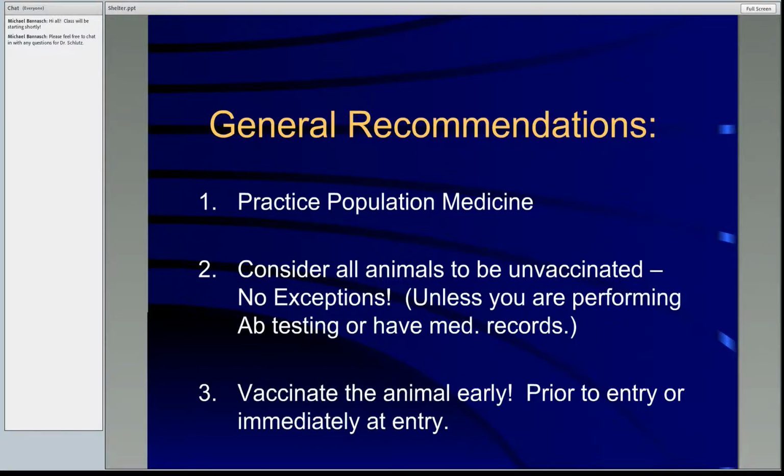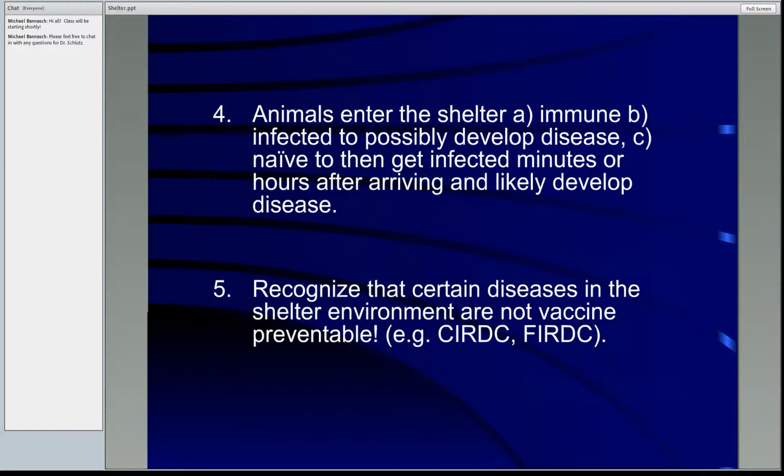So animals enter the shelter either already being immune, if they've been vaccinated before, or if they've been naturally immunized. When I talk about natural immunization, that is that they've been infected with that particular agent and they've developed immunity to it. They may or may not have developed disease. Many of them will have, depending on what the agent was. They may enter being infected, to possibly develop disease within a short period of time after coming in, or they're naive. That means they're antibody negative and susceptible, and they will get infected within minutes or hours after arriving and likely develop disease.